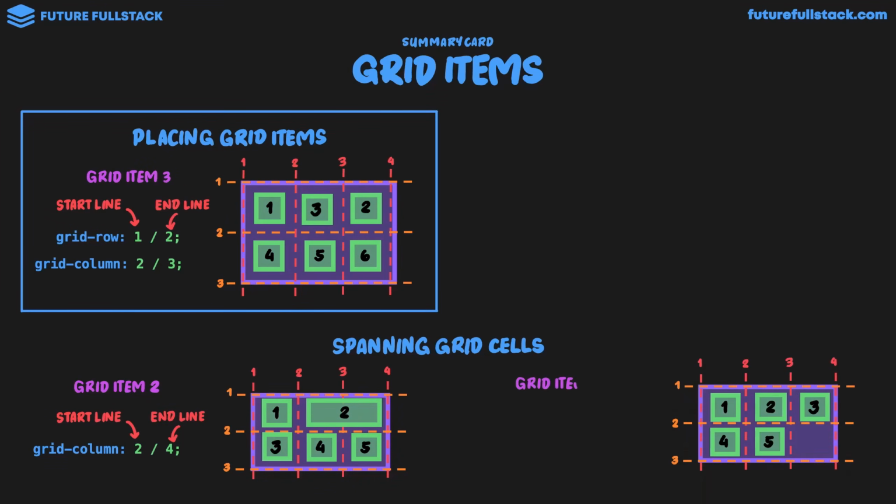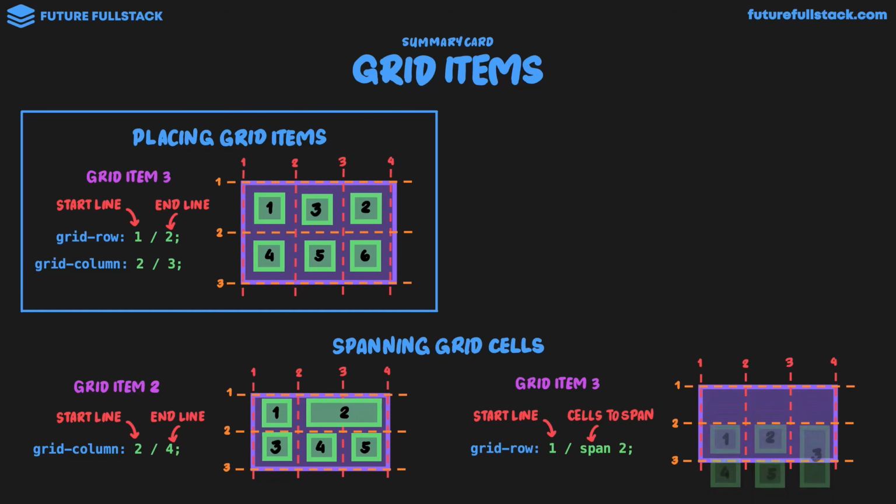Looking now at grid item 3, we can use the grid row property to span multiple rows. In this case, grid item 3 is going to start at the horizontal grid line 1, and we're using the notation here, span with a number, which defines the number of cells to span, in this case 2. So this will result in grid item 3 now spanning 2 rows where it starts at the horizontal grid line 1.